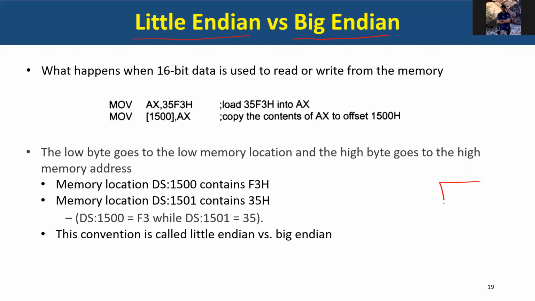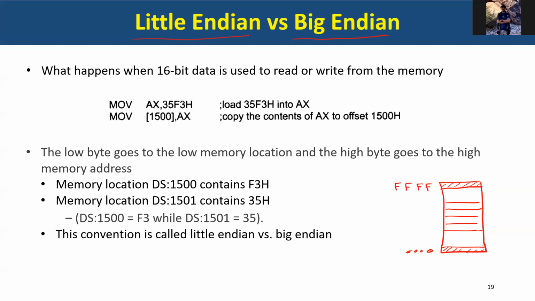If this is the memory, specifically the 64-bit data segment, and you have locations like this, and the first location here is, let's say, zero. This is just an assumption. And the last location is 64K. So the distance between the first and the last location is 64K bytes. Okay, so what is little endian and what is big endian?